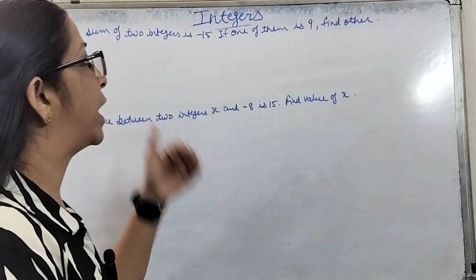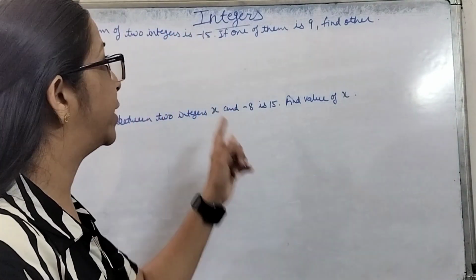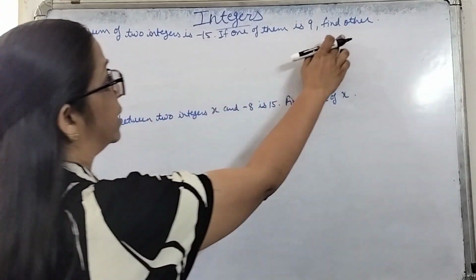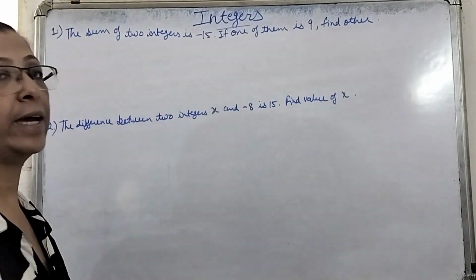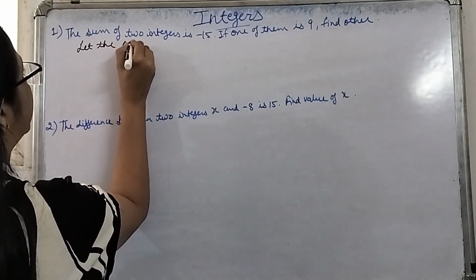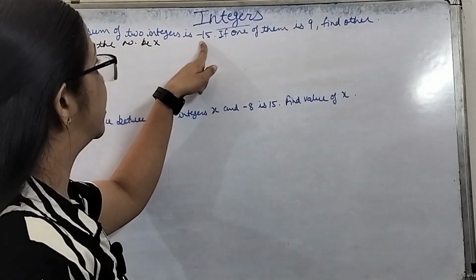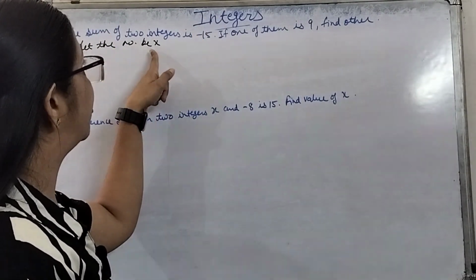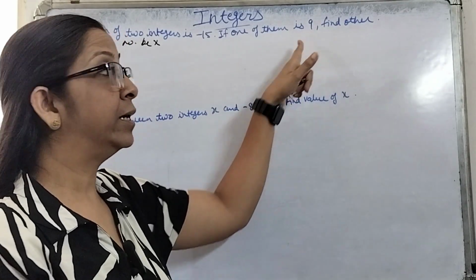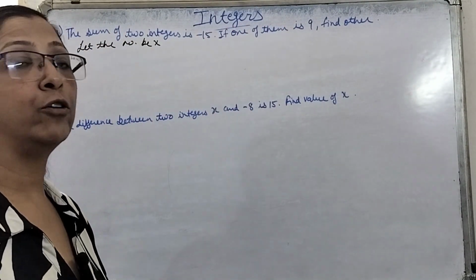Now first of all we have to make an expression for it, and we will be solving the expression to find the value of the unknown. Here we are assuming that the other number which we have to find is x. Let the number be x. Now what is given to us is that the sum of two integers is minus 15. So we have assumed one of the integers to be x. Another integer is given to us as 9. That means the sum of x and 9 is given to us as minus 15.